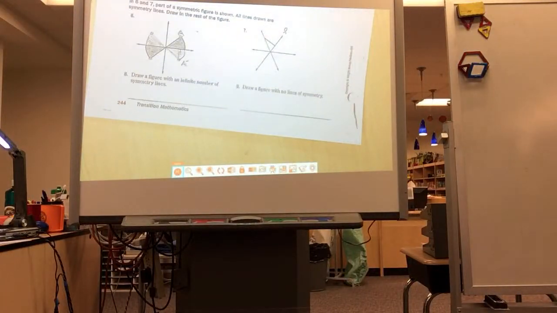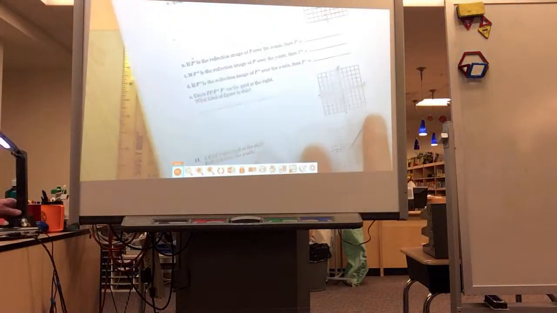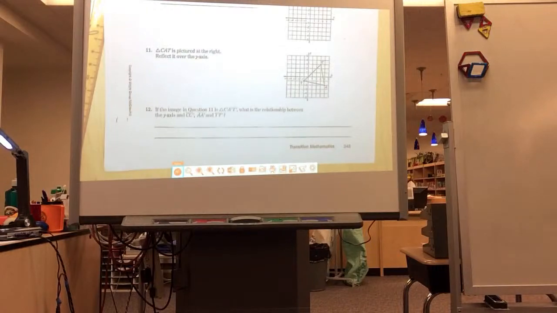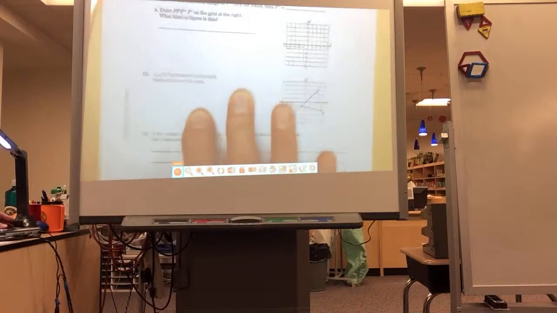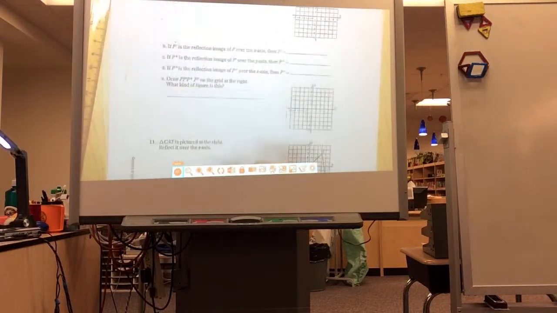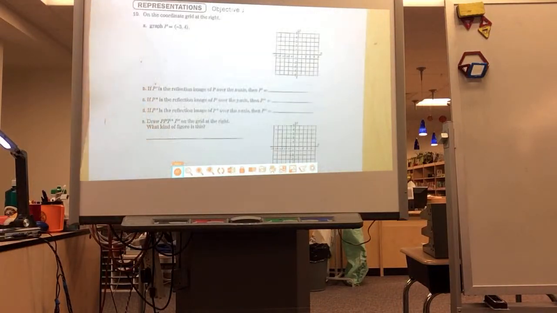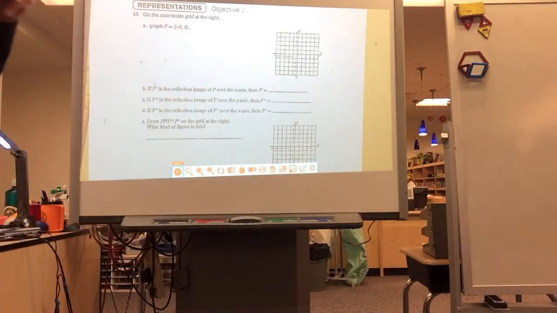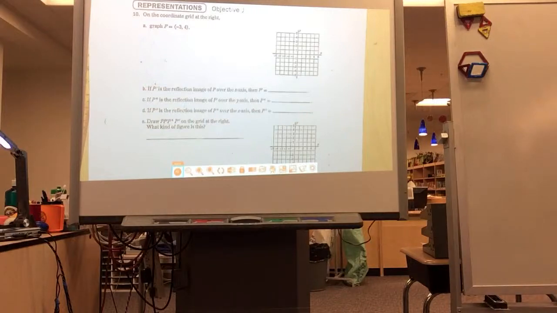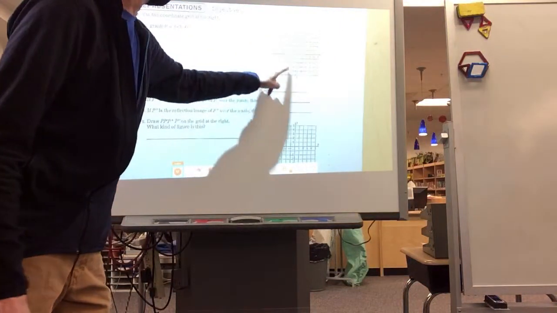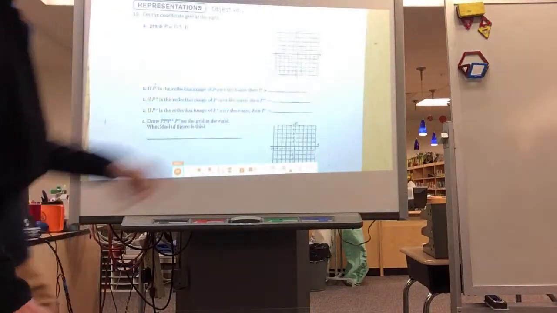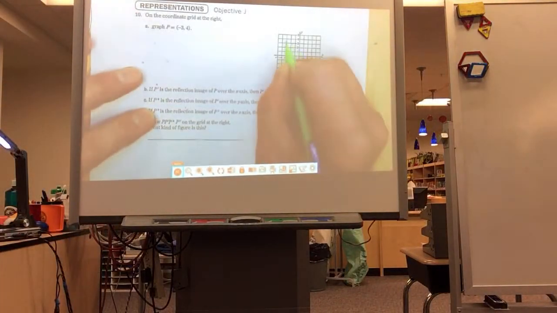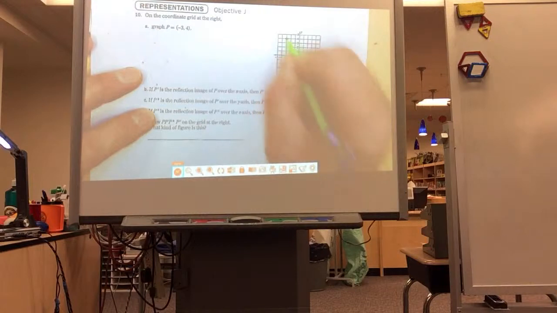How about the back side? There it is. So were you able to graph this point? Yes. Which quadrant is it in? One, 2, 3, or 4? Two. 3 over, 4 up. There's P.